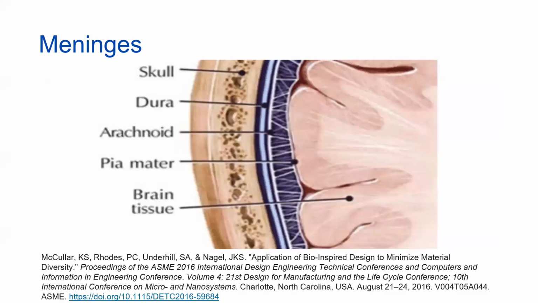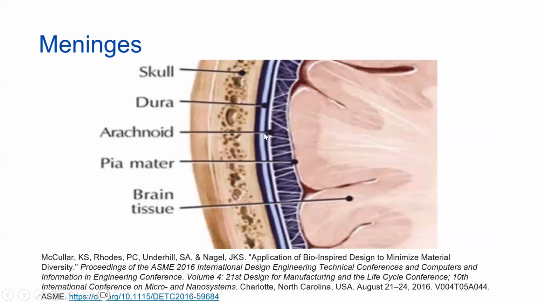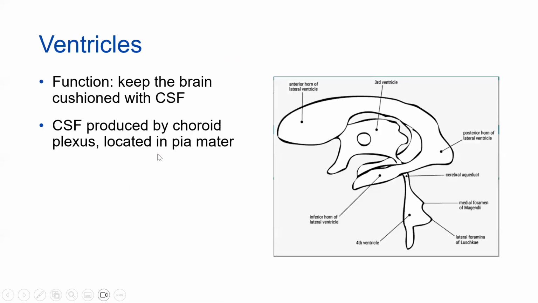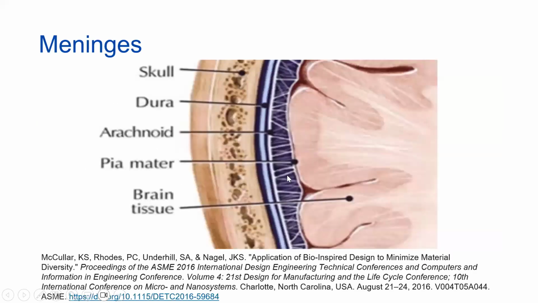So what's important to know here, just know what the meninges are, the three components they're made up of, and what is the outermost, middle, and innermost part of the meninges. It's also good to know what CSF is, that it flows through the ventricles. So what is the innermost component of the meninges, outermost, and middle? Go back here, innermost is pia mater, outermost is dura, and middle is arachnoid matter.